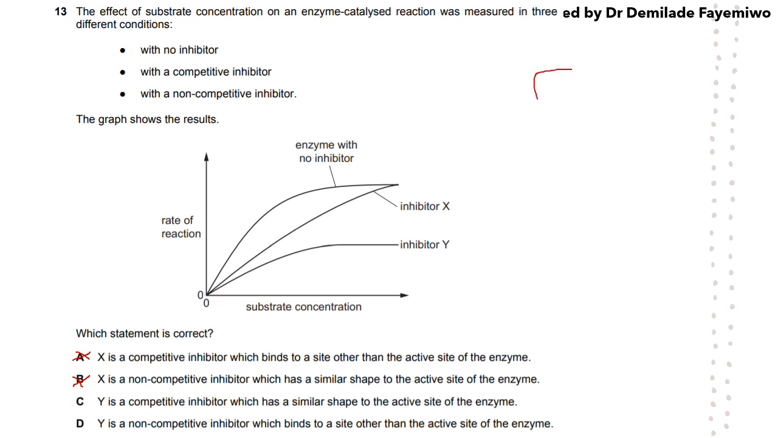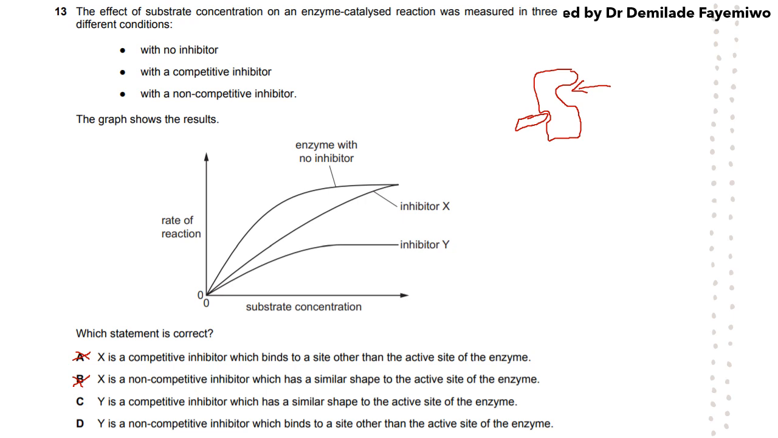So just to do an illustration here for you, this is usually the illustration I use in class. So if this is the active site of the enzyme over here, a competitive inhibitor would bind exactly at the active site, while a non-competitive inhibitor would bind here, which would be called the allosteric site. And by binding at the allosteric site, it changes the shape of the enzyme, and then the enzyme is unable to bind to its substrate. So A and B cannot be correct.